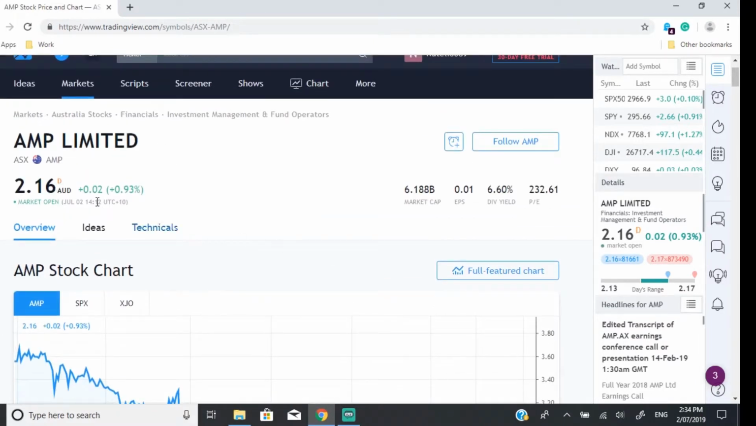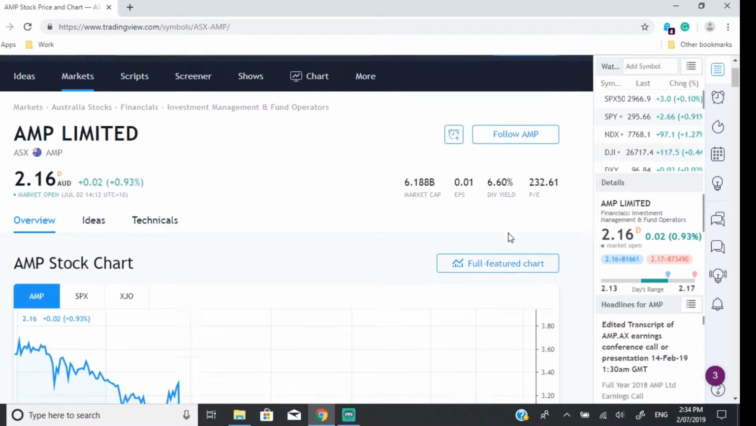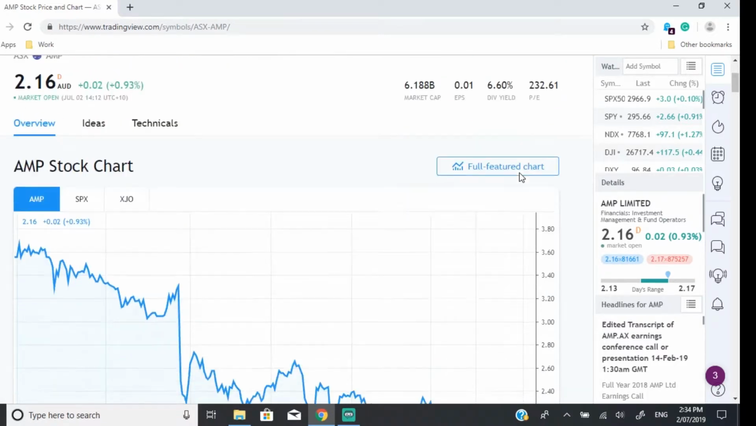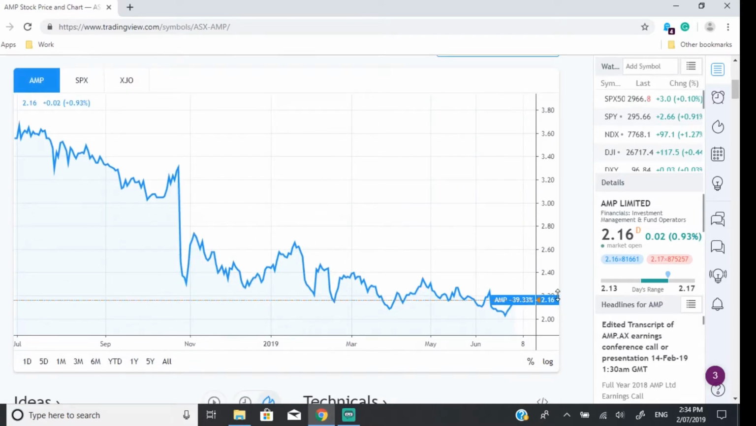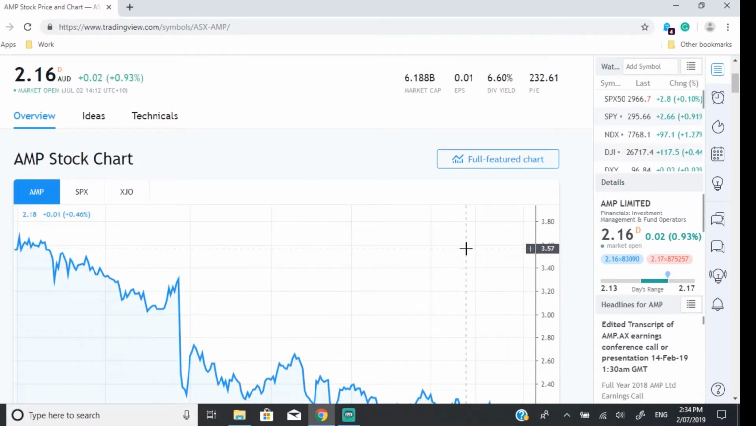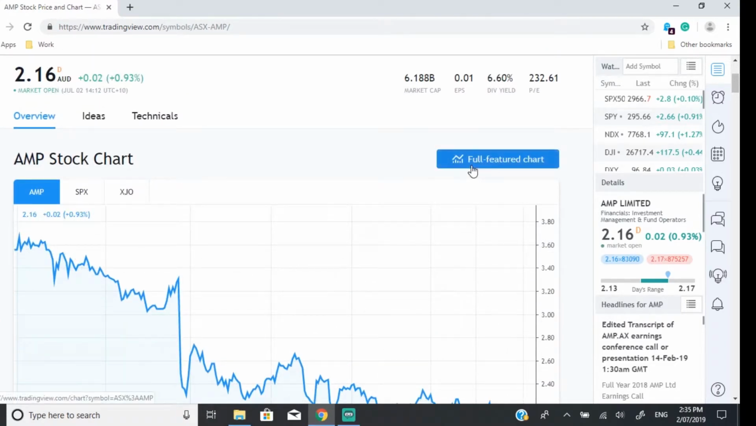Now, as you can see, this stock is sitting at $2. Market cap is $6 billion. It's not too bad. They've got a 6.6% dividend yield. So this is the basic chart. Most brokerage firms will give you those simple charts. I prefer to use the full feature. So what I will do then is go into the full feature chart.